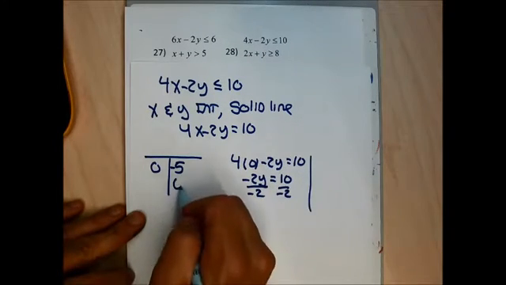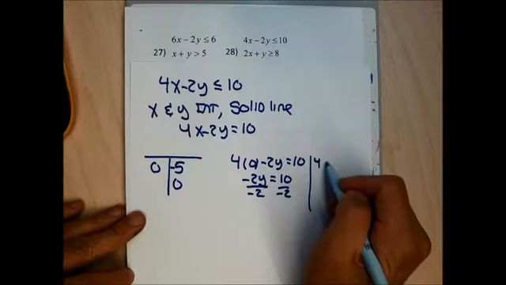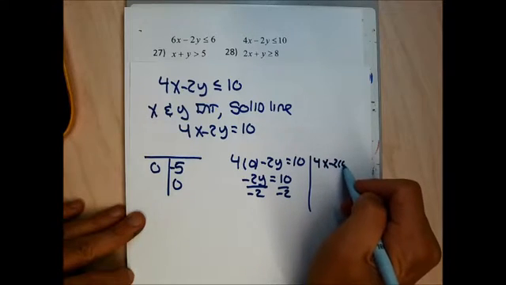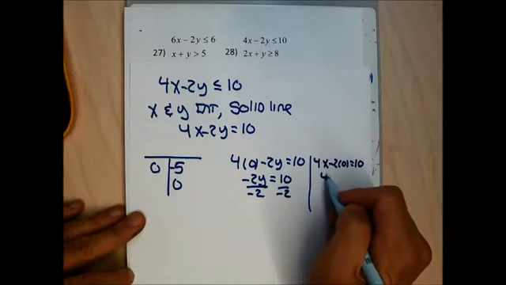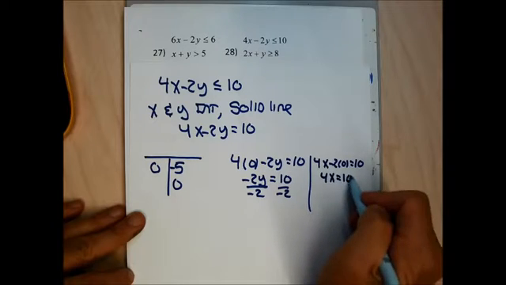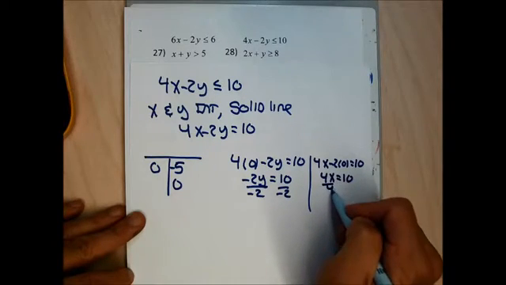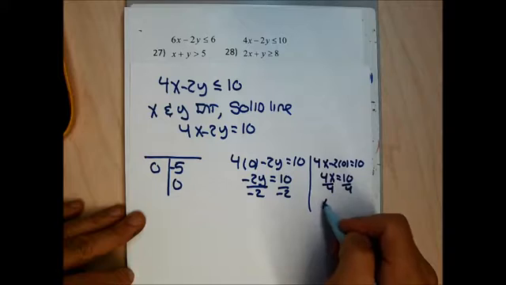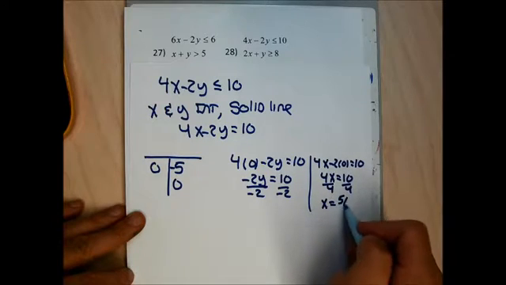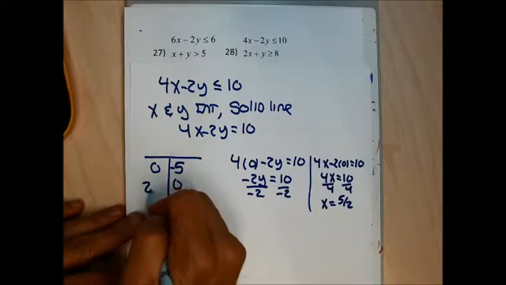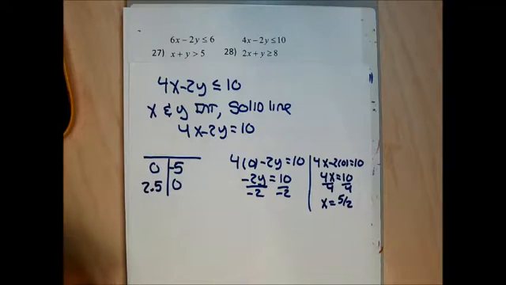Next, plug in 0 for y. That's the bad one. I get 4x minus 2 times 0 equals 10. That gives me 4x equals 10. Divide by 4, divide by 4. I get x equals 5/2. And I'm going to write 2.5. I generally like dealing with fractions, but boy, for graphing it maybe helps me to graph decimals.